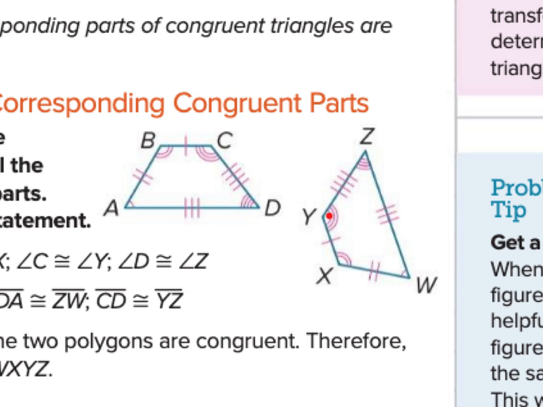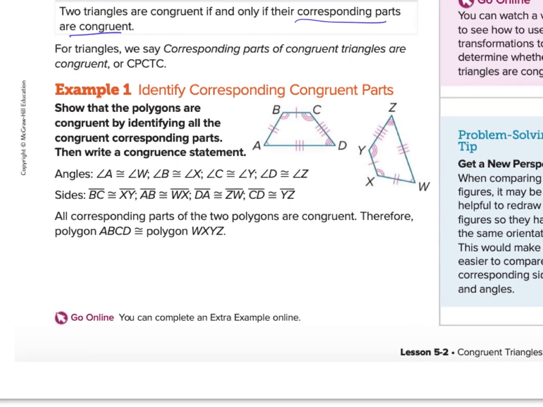And then keep going around. Y has 3, C has 3, so those should be the same. And then Z should match up to D because they have the same congruency markers. Looking at BC, it should be congruent to XY because it has 1 tick. CD should be congruent to YZ because it has 4. These are those congruent things telling me what corresponds to what. And that's what they mean when talking about corresponding parts.